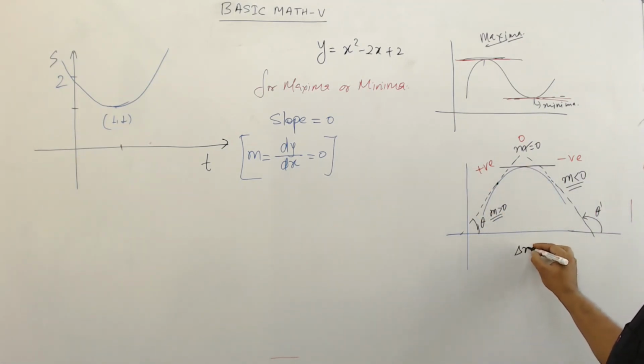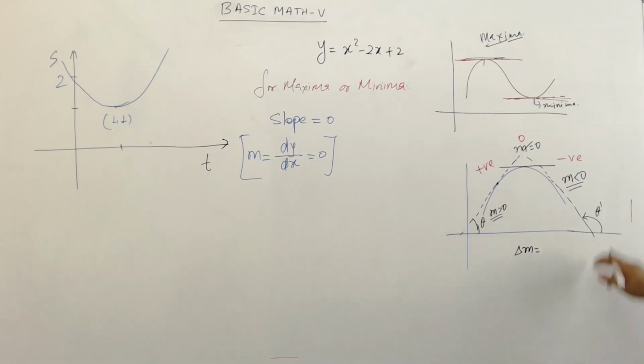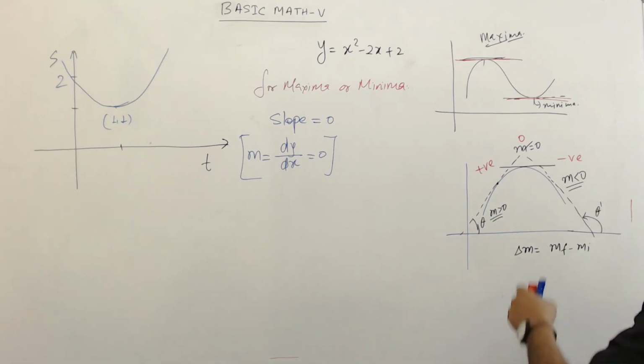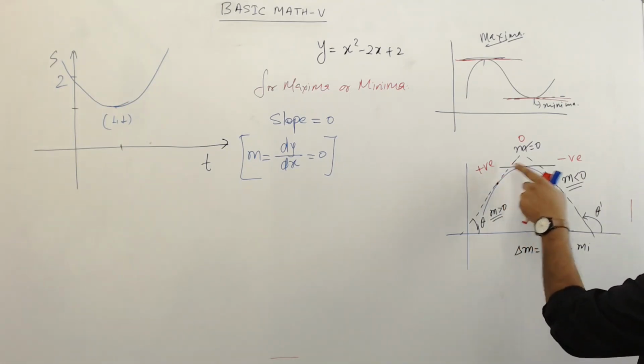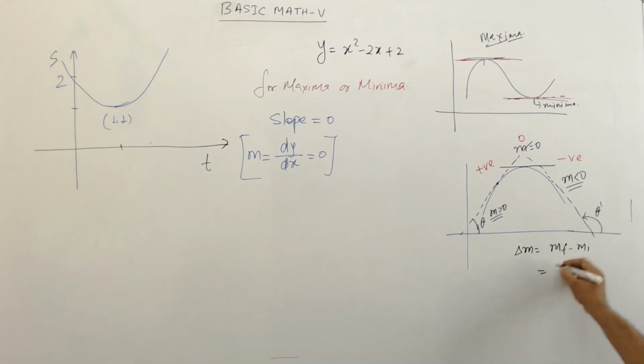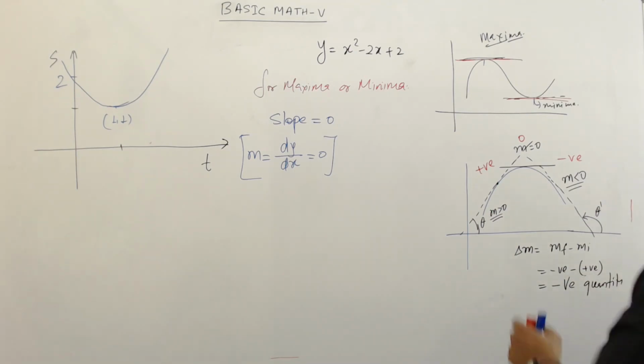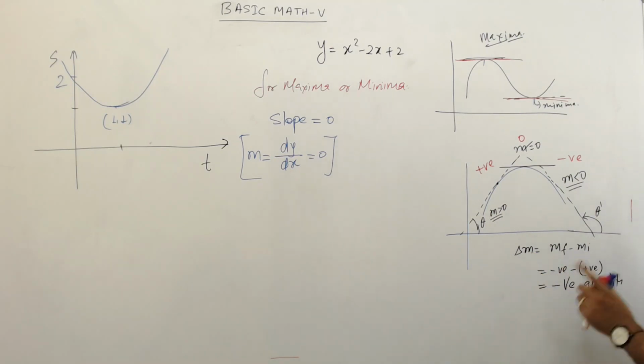let's suppose delta m, change in slope. So delta m, final minus m initial, is going to be how much? A negative quantity minus a positive quantity. So negative minus positive is going to be overall a negative quantity. It means the change in the slope is negative.